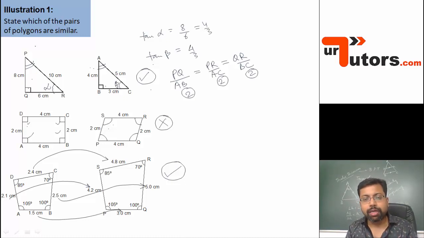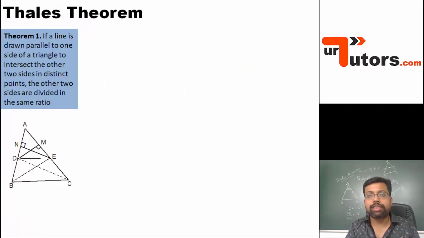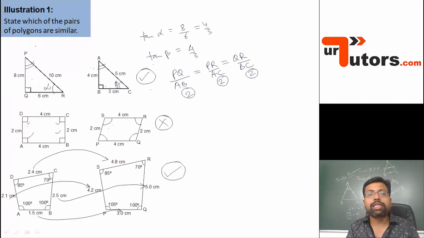Once again, to recap, two polygons are said to be similar if three conditions are met. The first is they both should have the same number of sides. The second is their corresponding angles should be equal. And the third is the ratio of corresponding sides is equal, that is, the corresponding sides are proportional. If all these three conditions are satisfied, that means the two figures are going to be similar.